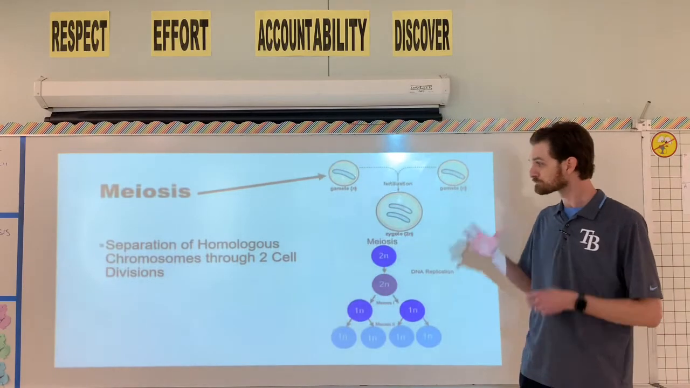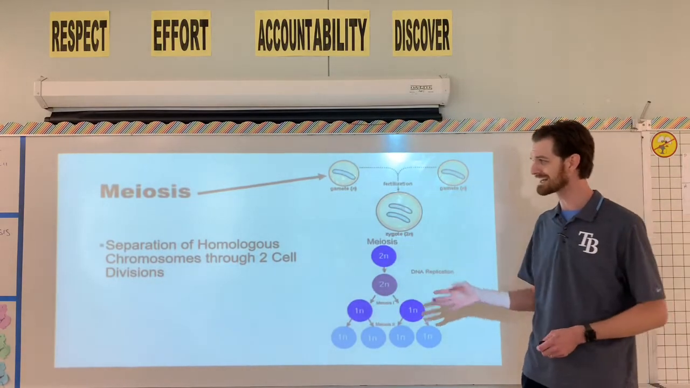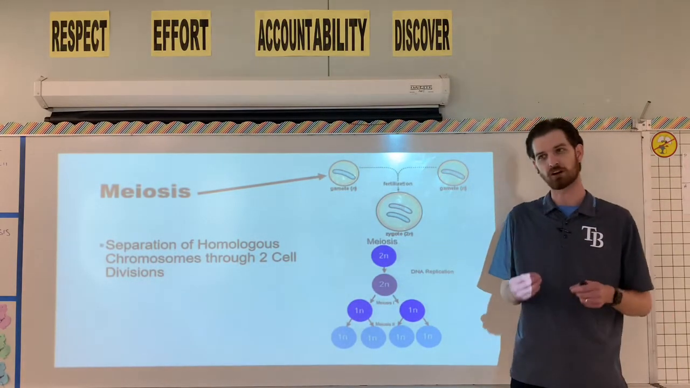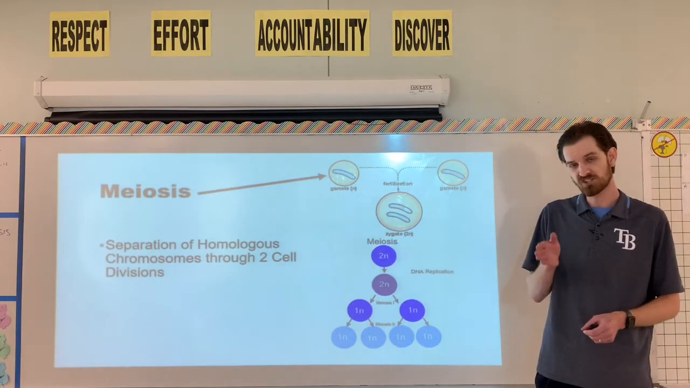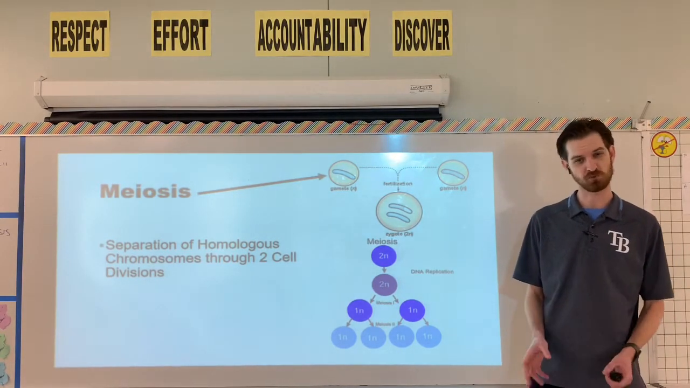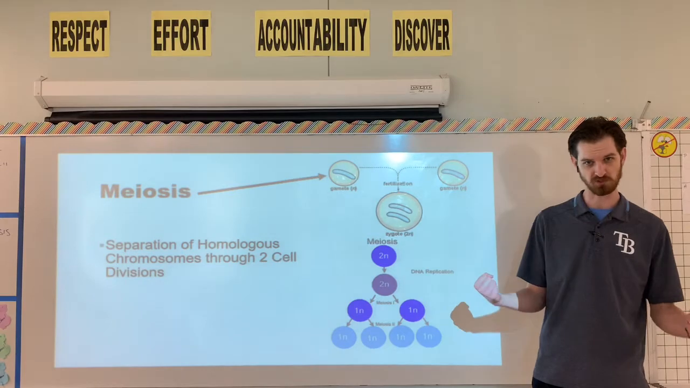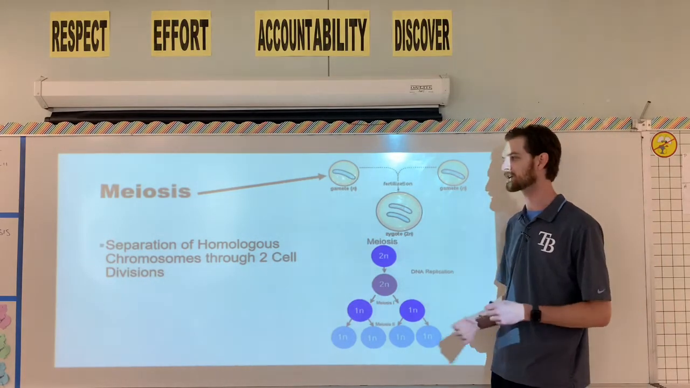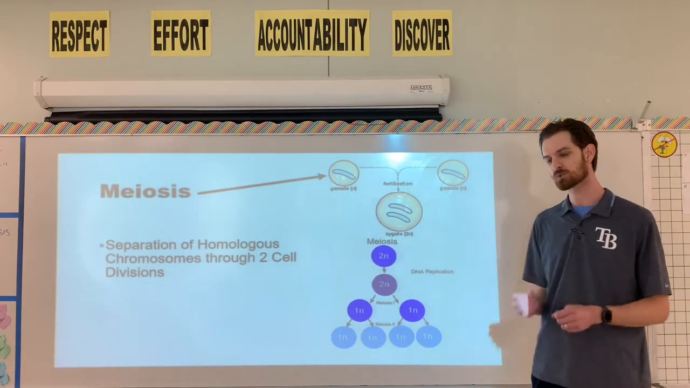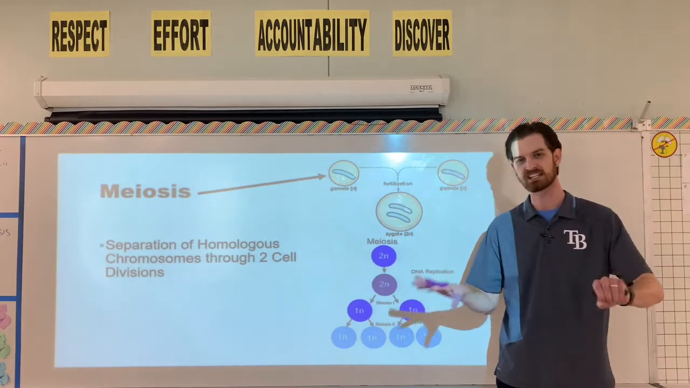Okay, so meiosis, if I were to give it a definition, is the separation of homologous chromosomes. So we're going to separate those same-ish chromosomes. We're not going to duplicate and rip chromosomes like we did in mitosis. We're going to separate those same-ish chromosomes so we give a little bit of some DNA to each new daughter cell that's created.